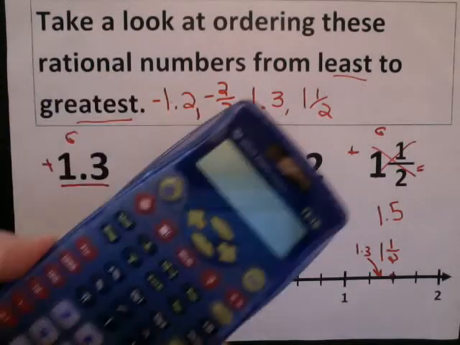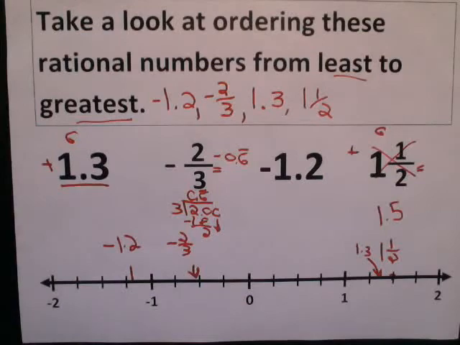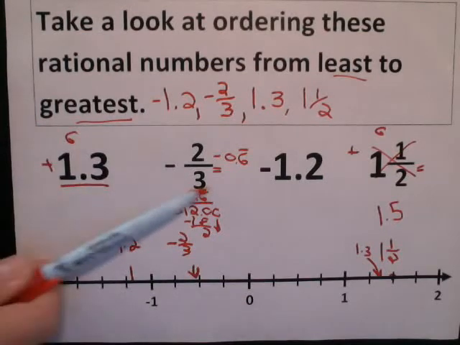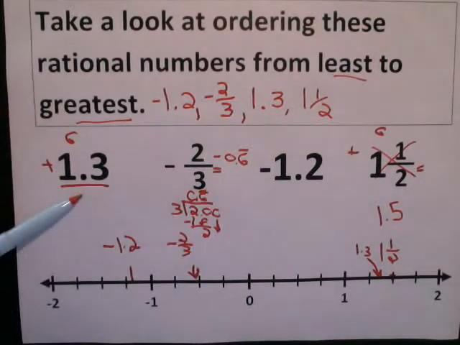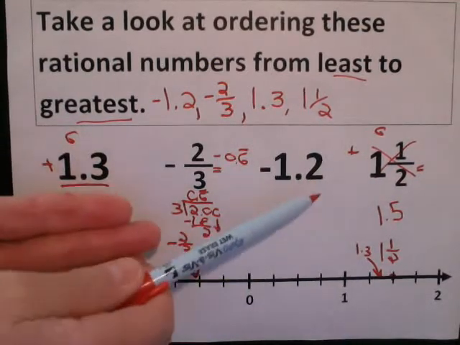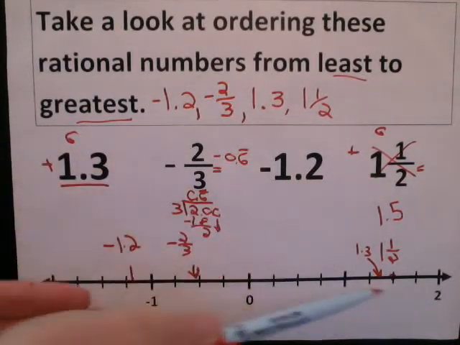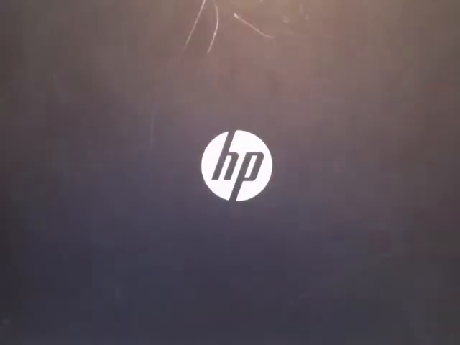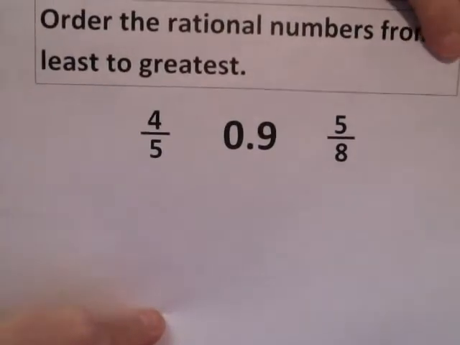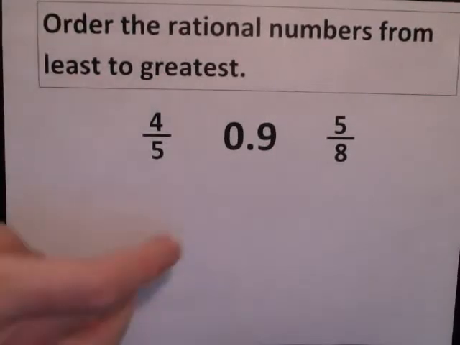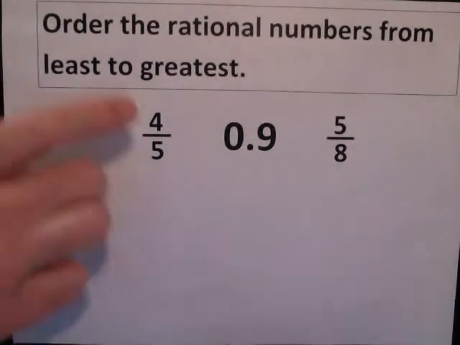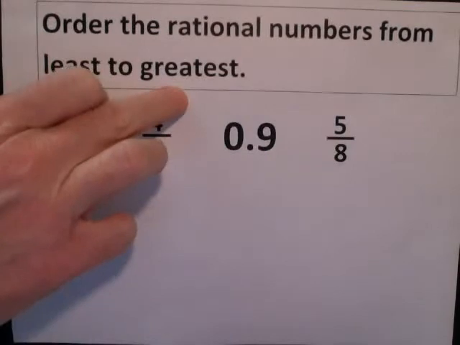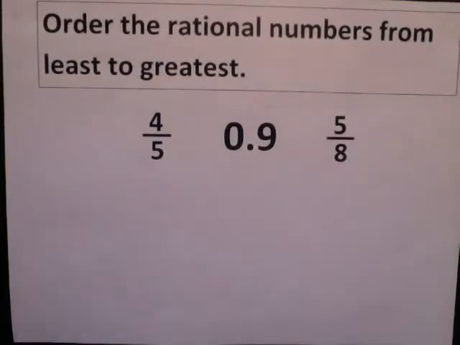Remember that you can always use your calculator, and that if you look over the numbers from the beginning, usually you can identify your greater ones and your lower ones just by looking at them and thinking of them on the number line. So why don't you give ordering rational numbers a try on your own? Go ahead and pause the video and see if you can order these from least to greatest. Pause the video.